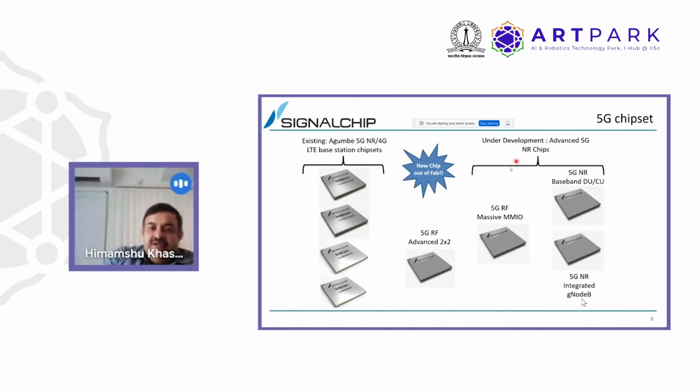And we have 3 more chips which are coming up from Signal Chip. One is the 5G RF for massive MIMO, apologies for the typo over there, which gives you 8x8 RF for all the FR1 bands again, and has more advanced bandwidth capabilities than what was there, and higher capability in terms of DPD as well.